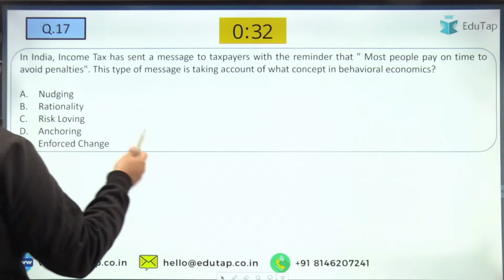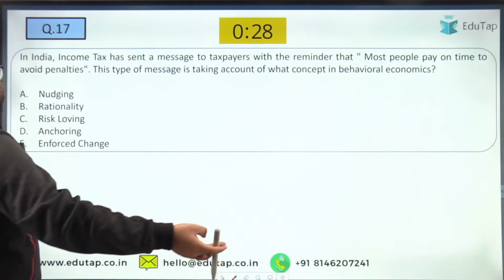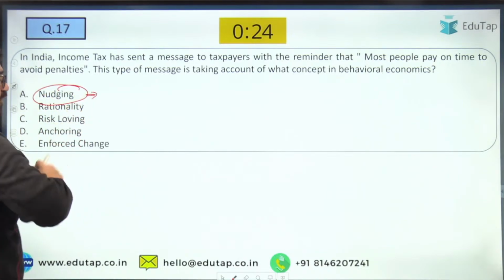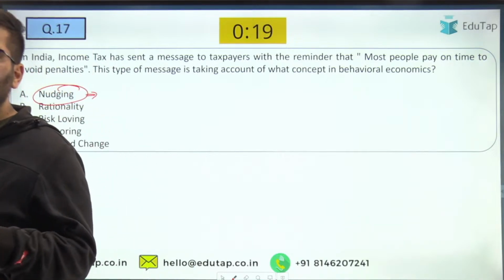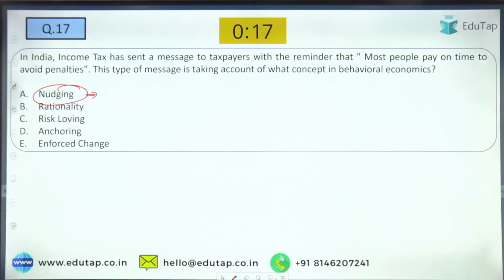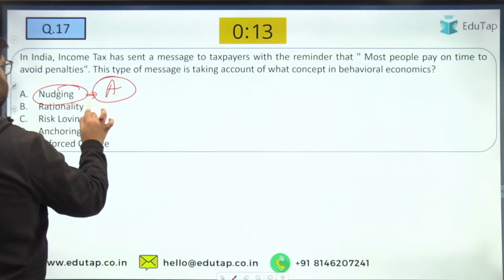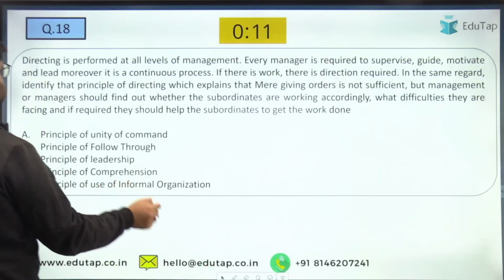Now, this is a bit of an out-of-context question, but still in management they can ask you anything. This is basically known as nudging. Nudging basically means a kind of small push, which you give to any other person so that they can do certain activities. So the correct answer of this question will be option number A. Moving forward to the next one.